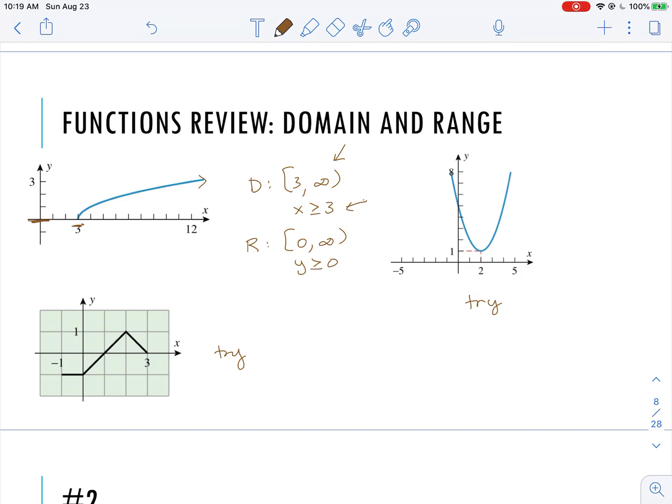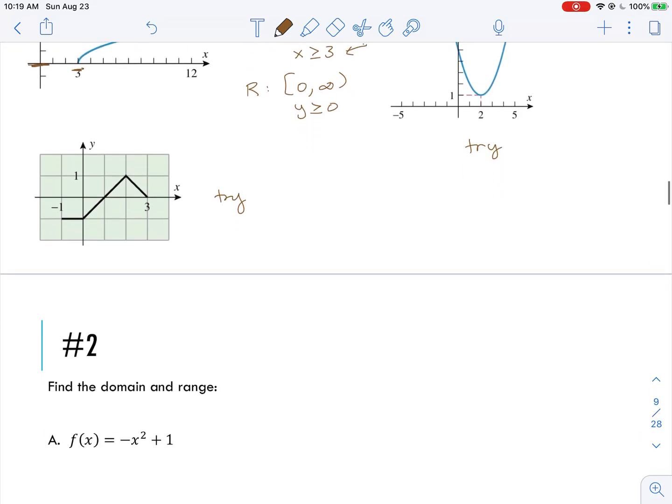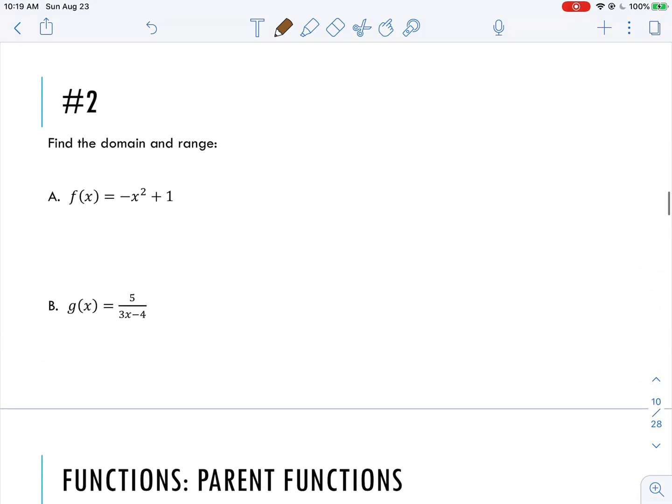So you guys can go ahead and try the domain and range on the next two, and you can check your answers against the finished notes. If we are going to find the domain and range algebraically, that's kind of harder to do. What I really recommend doing is graphing. So you guys can either graph these by hand if you know what they're going to look like, or you can use Desmos.